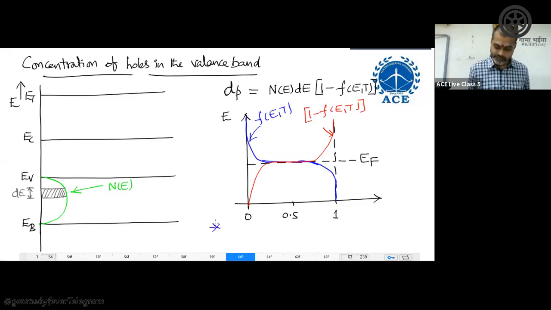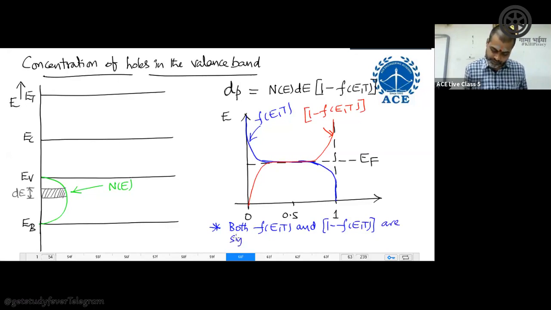You can very clearly see the important conclusion that we can make out of this. Both f of e comma t and 1 minus f of e comma t are symmetrical with respect to what? EF. So this is the important conclusion that you can make.